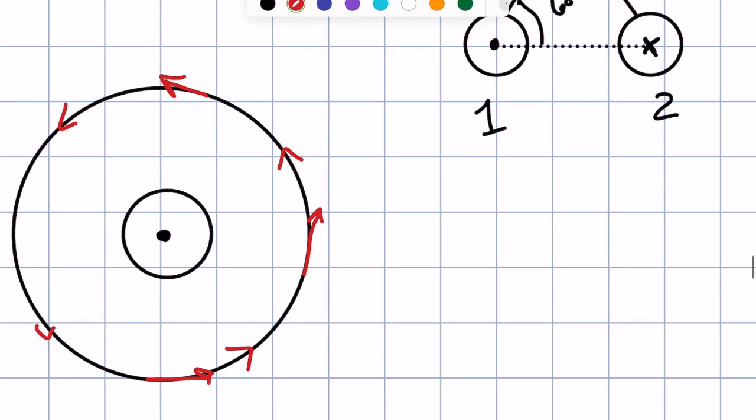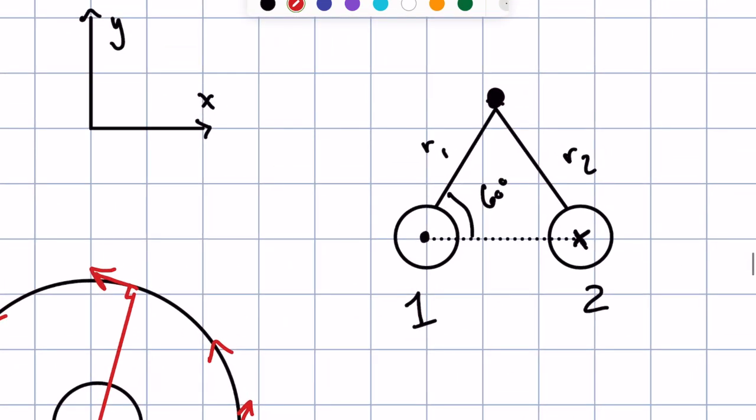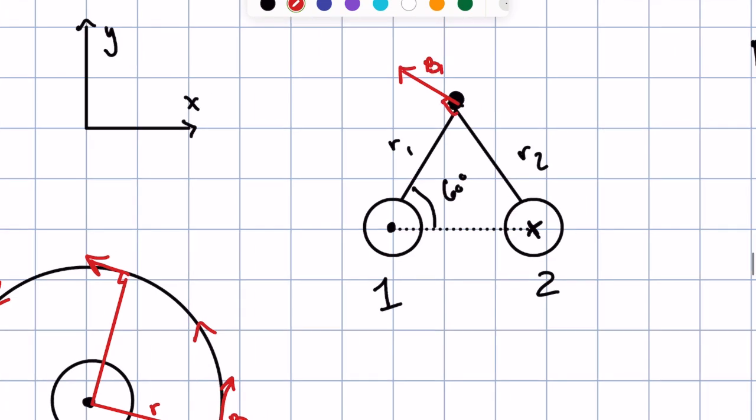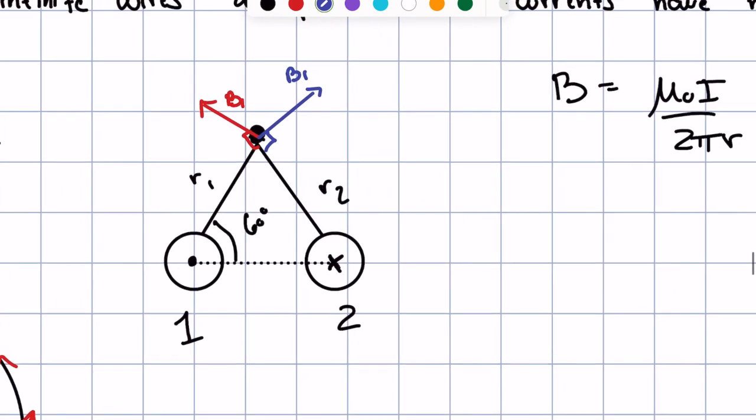If I were to then draw a line from my wire to this point here, I notice that's 90 degrees. It's always 90 degrees because they are always perpendicular to each other. So this is r and this is B. The same applies here, where at this point, B1 is going to be 90 degrees like this. And then B2, well, it's going into the page instead, so it's just going to be pointing in this direction, but still with 90 degrees. So that's B2.